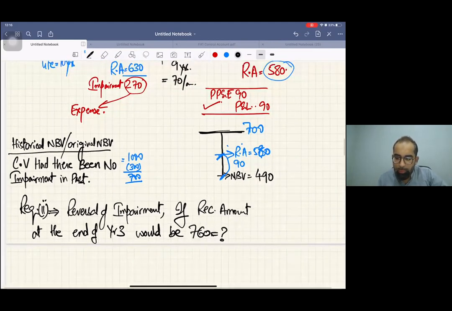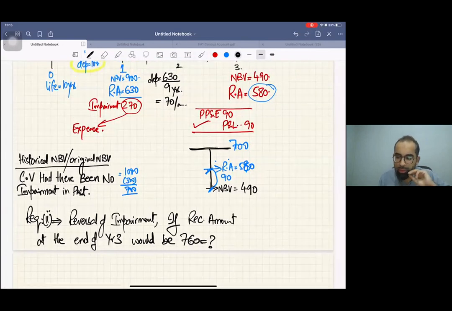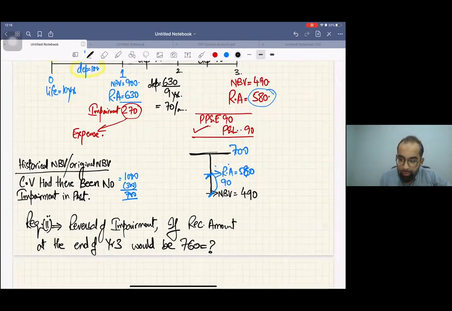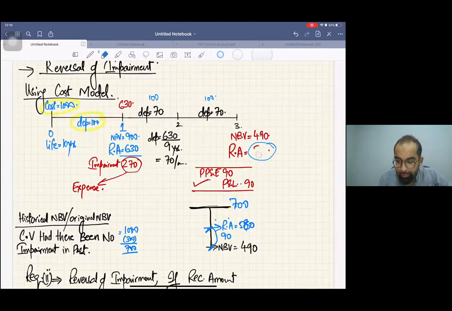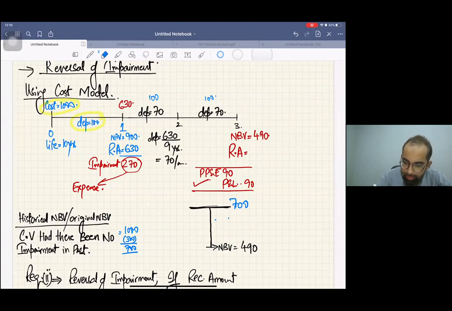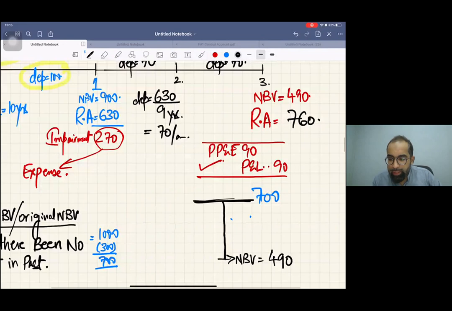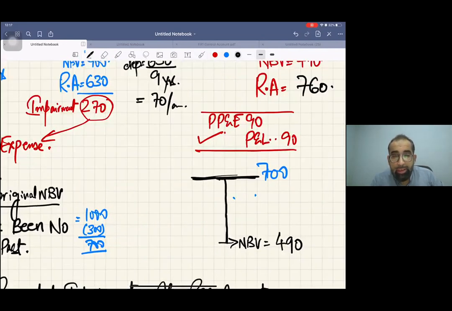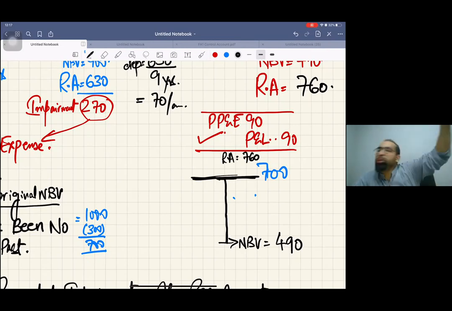Now again you need to compute reversal of impairment, if the recoverable amount is 760. All the other data is the same. Look at here. Your current NBV is 490 and your border is 700. Your historical NBV is 700. And now your recoverable amount is 760. That means your recoverable amount has just crossed your border.